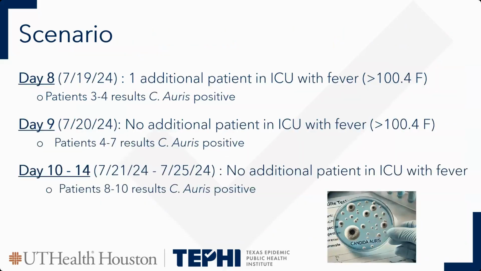So on day 8, we have one more patient become symptomatic, and our patients 3 through 4 are now testing positive. On day 9, no new patients are febrile, so that's a good sign, but our patients 4 through 7 have tested positive. And on day 10, no additional patients in the ICU are fever positive, and patients 8 through 10 have been confirmed positive with C. auris. And at this time, because it's specifically at your ICU unit, talking with leadership, do you need to close down the unit? Do you not?